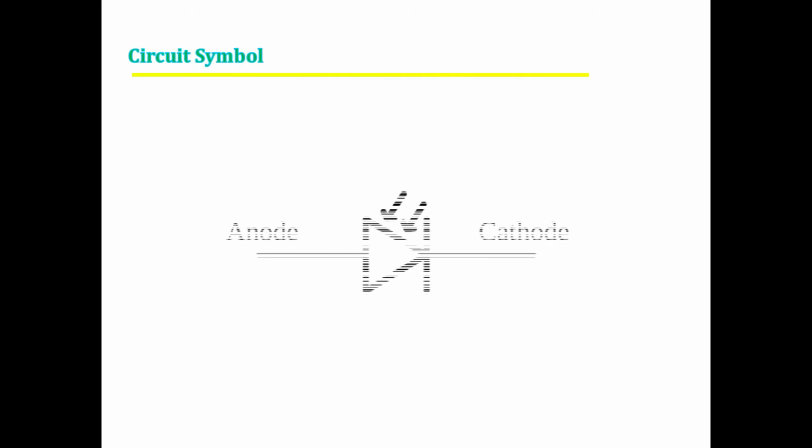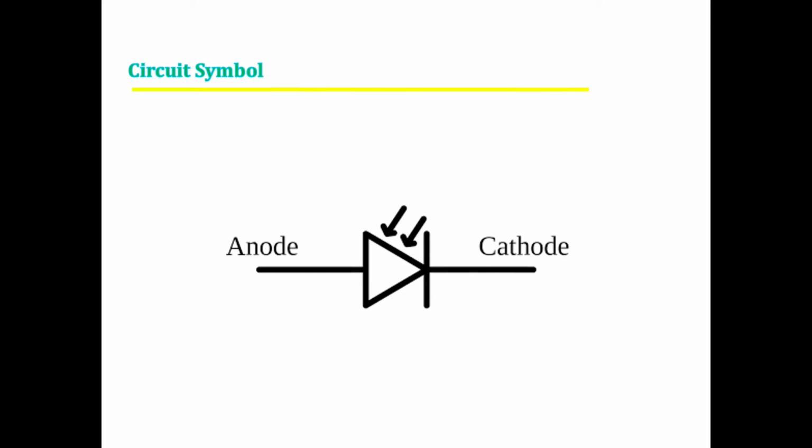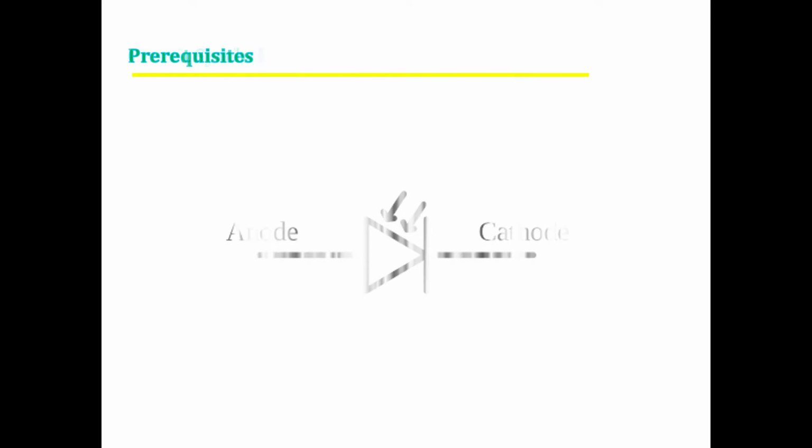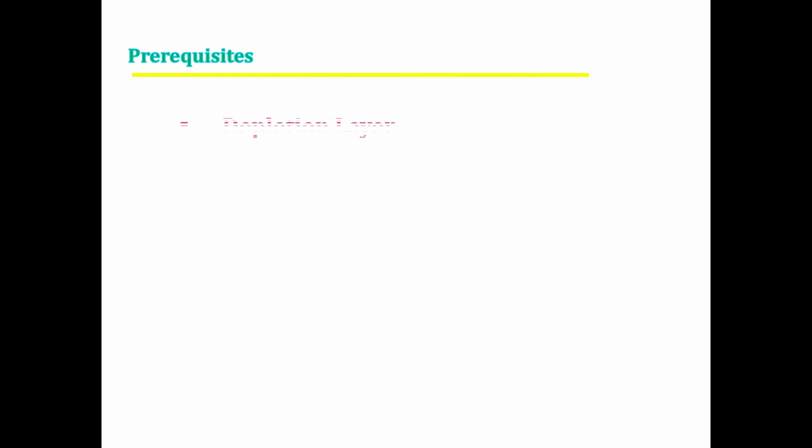Next, we'll move on to the circuit symbol representation. From the screen, you can understand there are two arrows pointing towards the diode, or coming inside the diode. That represents the light rays falling on it. A diode with two arrows pointing towards it forms the circuit symbol for a photodiode.